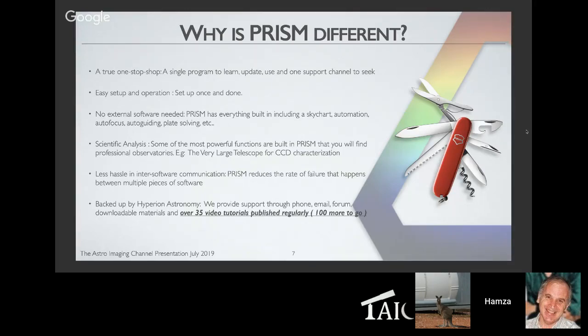This happens. And this is one of the reasons, by the way, quick note, why we push our trial to 80 days: to accommodate these people that are unfortunate enough to not see stars in 2 months. No external software needed. Prism has everything built in, including a sky chart, automation, autofocus, auto-guiding, plate solving, etc. Everything is under one hood, compacted in one screen. So if you need something, it's more than likely there.